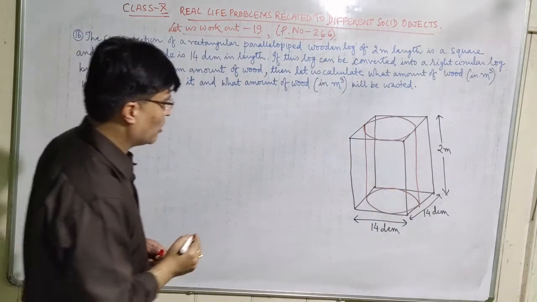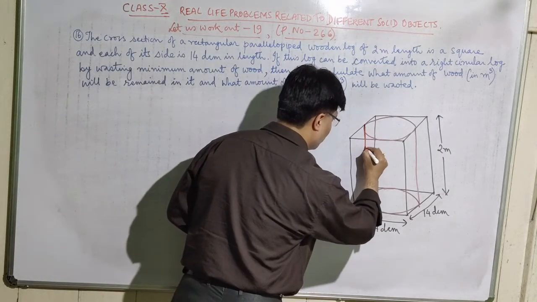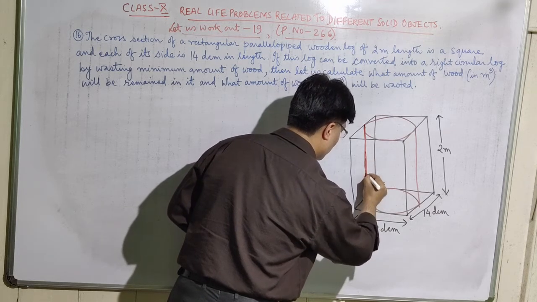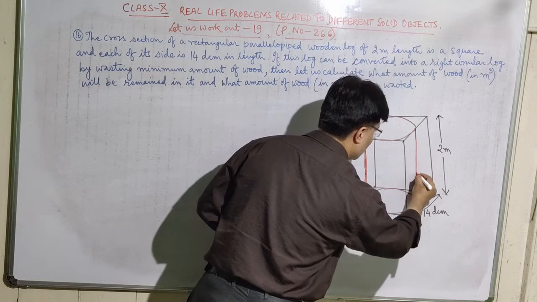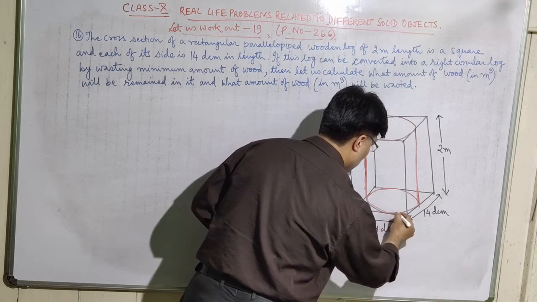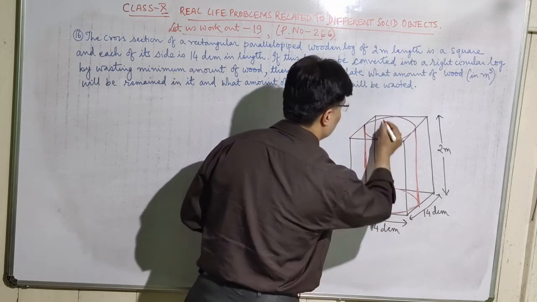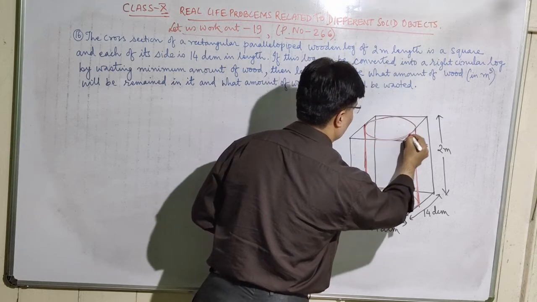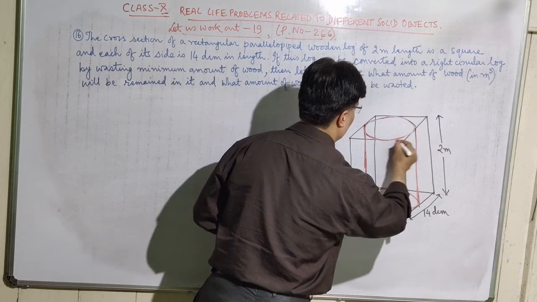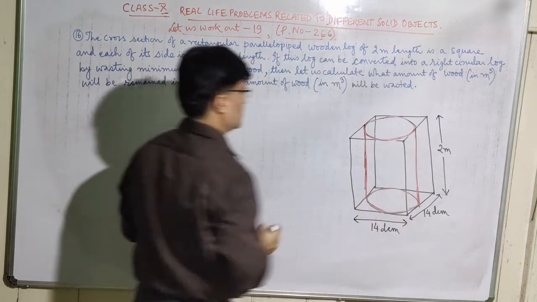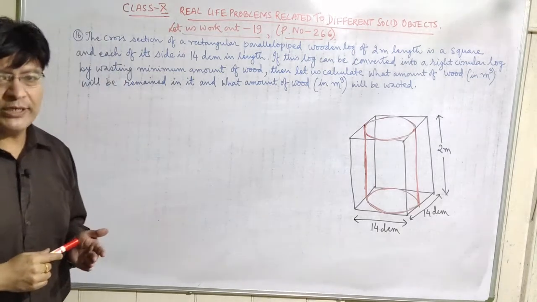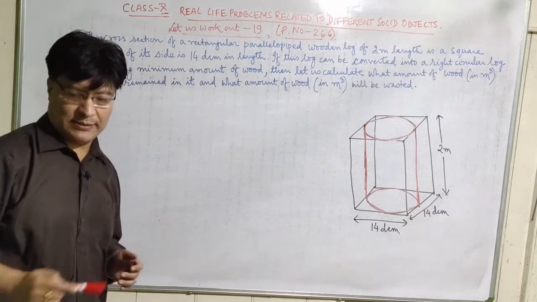So this is a right circular log of wood. By wasting minimum quantity of wood here, a right circular log of wood is made.